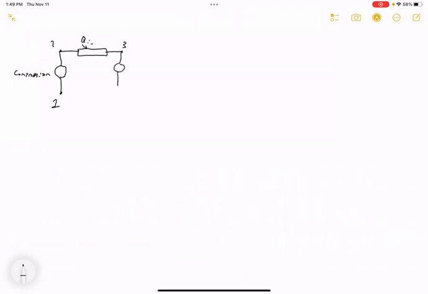Then we go to state 4, where we now expand. This is where we're getting all that work output from. So we call this expansion. And then we have heat rejection, Q out. And the reason we have this, of course, is so that we can eventually go back from 4 to 1 and continue the cycle.